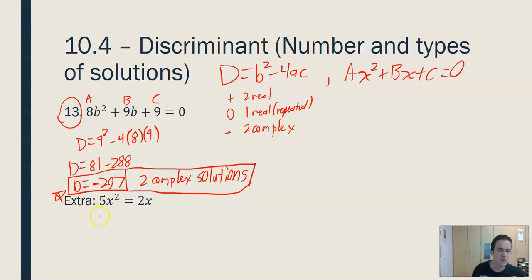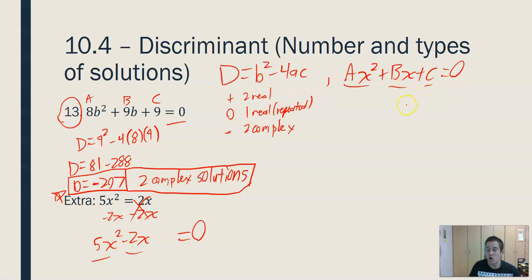So I have 5x squared equals 2x. First, I need to set everything to 0. I want 0 to be on one side, so I'm going to subtract 2x on both sides. I'm going to have 5x squared minus 2x equals 0. So this is a unique situation because I have an a term, I have a b term, but I don't have a c term. That's okay. My c term is just going to be 0. So I can still compute the discriminant.